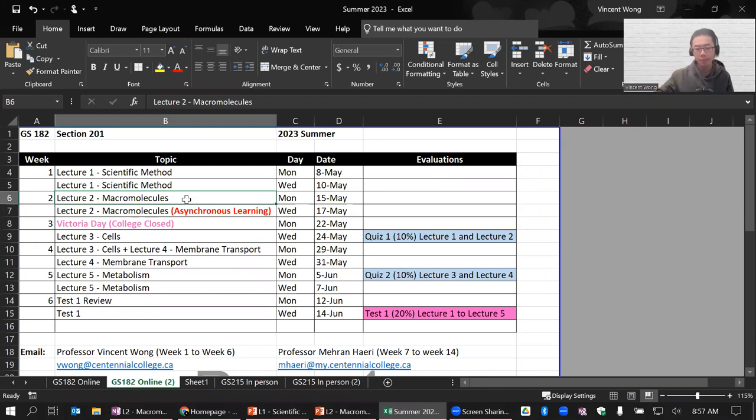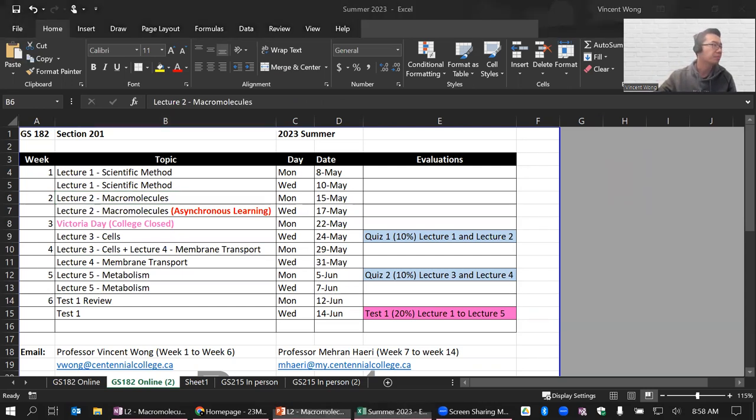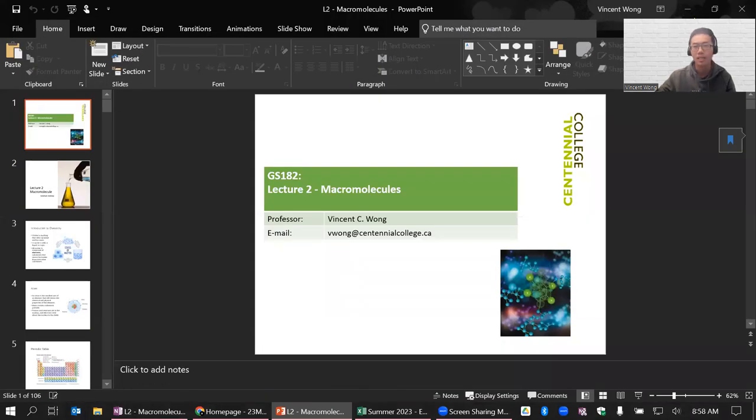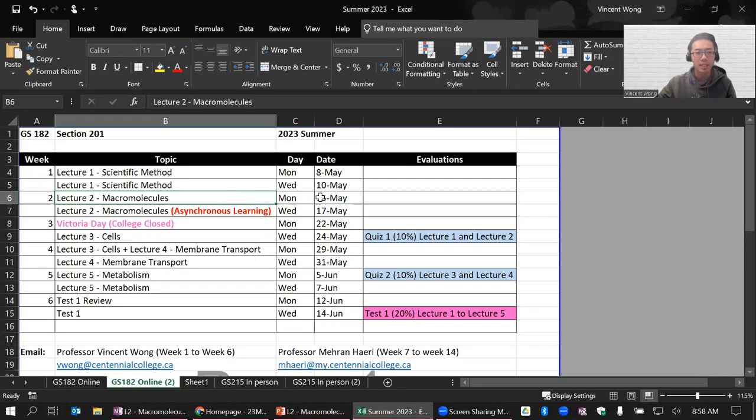Today we still have about an hour and a half. We probably need to skip the break to catch up a little bit, but we will start on lecture two, macromolecules. Macromolecules is quite long. How many slides do we have? We have 106 slides. So there's no way we're going to be able to finish it today. We do as much as we can. And for Wednesday, we're going to have asynchronous learning. That means you're not going to come to Zoom class. I have another obligation that I have to attend to, so we won't be having a Zoom class on Wednesday.